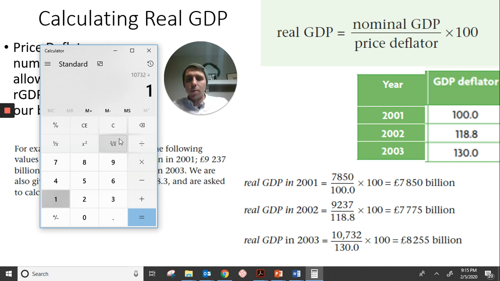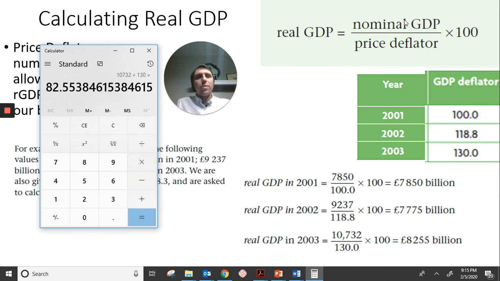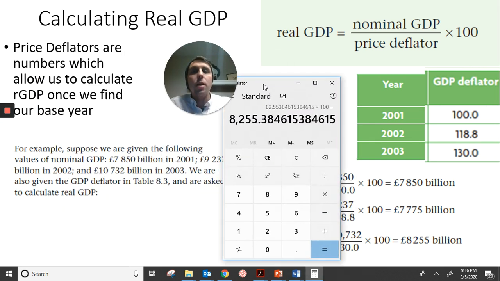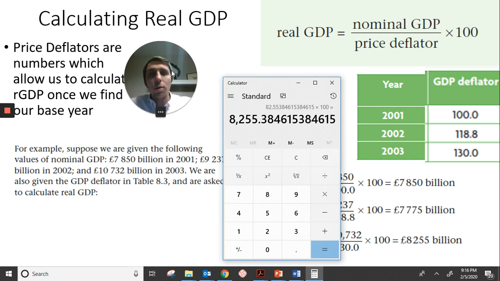So we go divided by 130. That gives me 82 and change. Our final step is multiplied by 100. That gives me 82.55. So $8.2 billion.